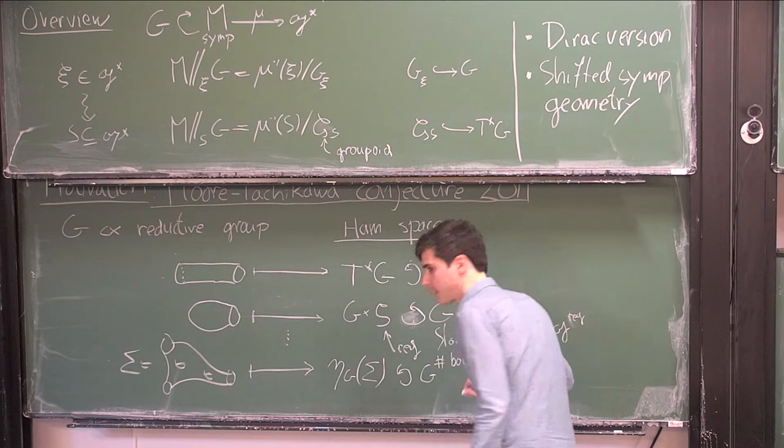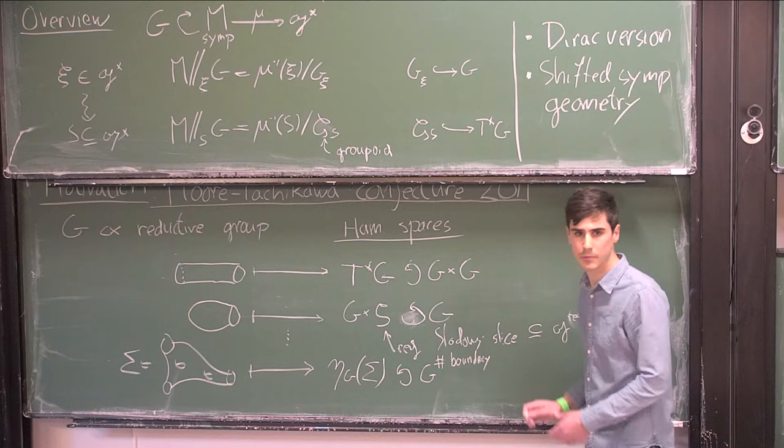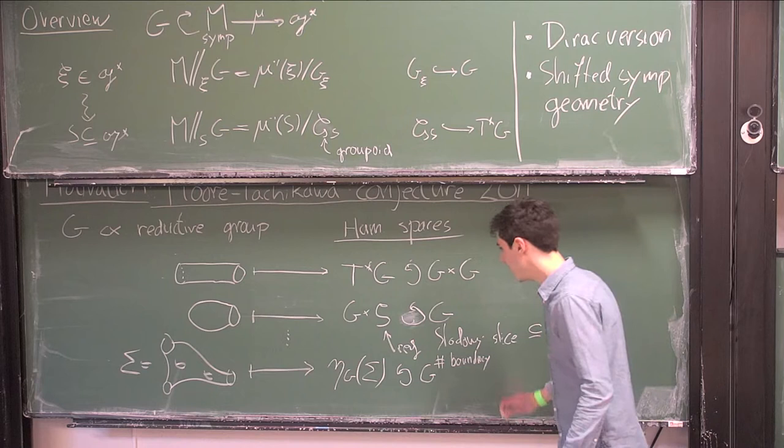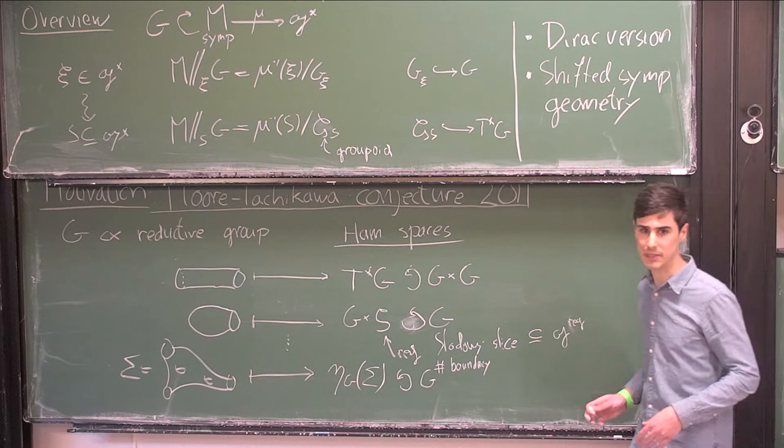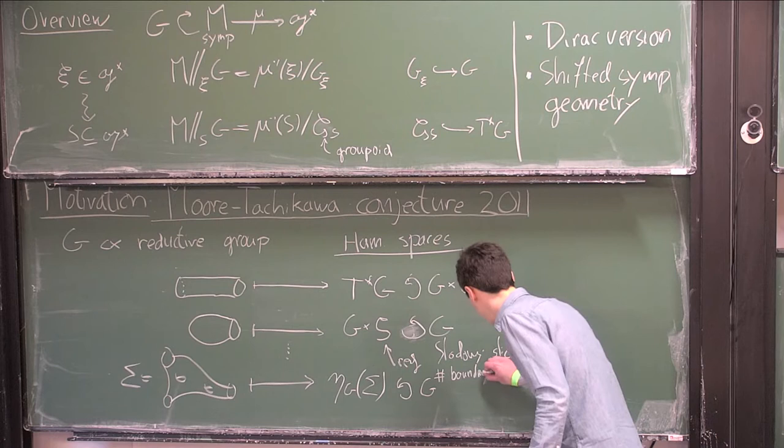If you associate spaces to surfaces, shouldn't they be like moduli spaces of something? Maybe, but this is not how they are constructed. Originally, this comes from the Higgs branch of some supersymmetric quantum field theory, but there might be an interpretation in terms of moduli spaces that would be interesting. But for now I'm just labeling them like that.